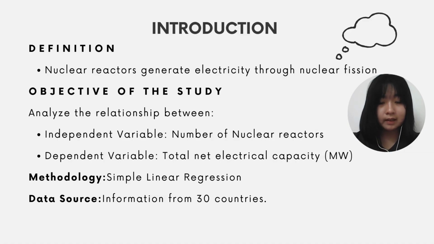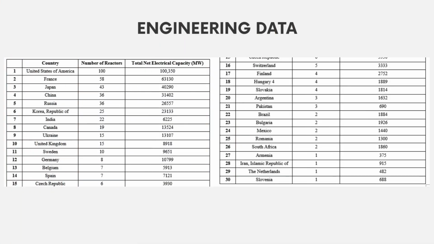The objective of the study is to analyze the relationship between number of nuclear reactors and total net electrical capacity. The number of nuclear reactors is our independent variable, and the total net electrical capacity is our dependent variable. The methodology that we use for this assignment is simple linear regression, and the data source comes from 30 countries. The topic data we study comes from these 30 countries.